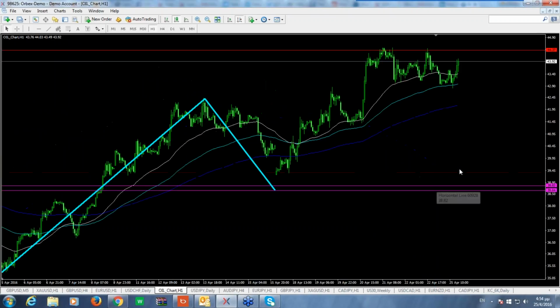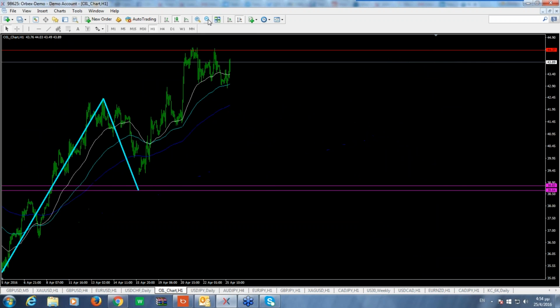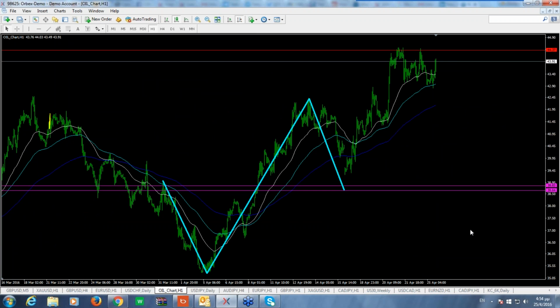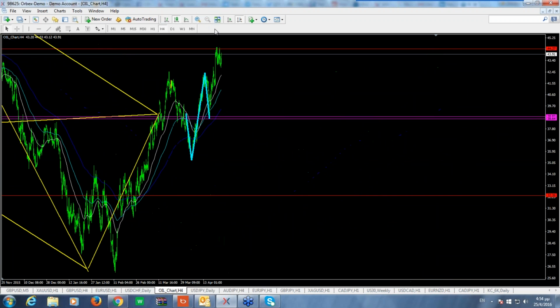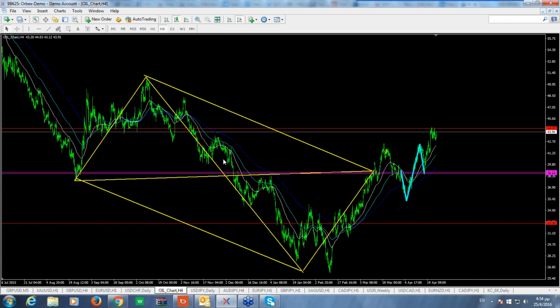Alright, so that's basically it. For those who want to look at gold, we're looking at the resistance area. We've got a bit of support here on the oil 4 hour chart. Let's see what we could have.